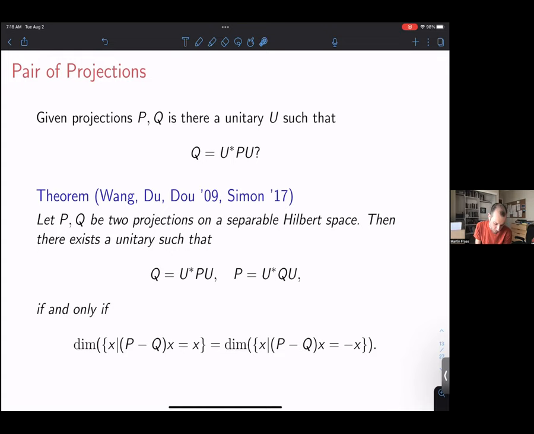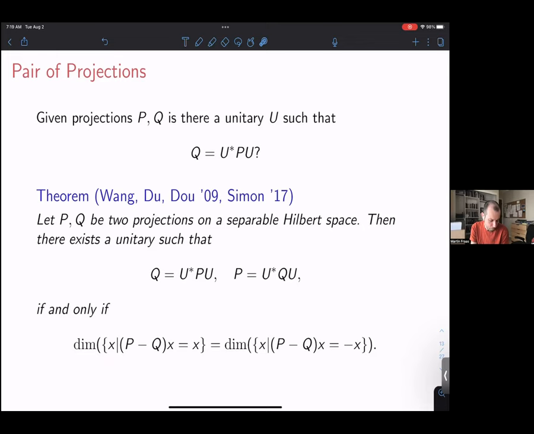If and only if the dimension of two spaces that you take, the eigenspace of P minus Q with eigenvalue one and the eigenspace of P minus Q with eigenvalue minus one, if the dimension of these two spaces is equal, it can be infinite, that's okay, then they still can be connected. And this is the only obstruction. If the dimension of these two spaces is the same, you can find such a unitary.